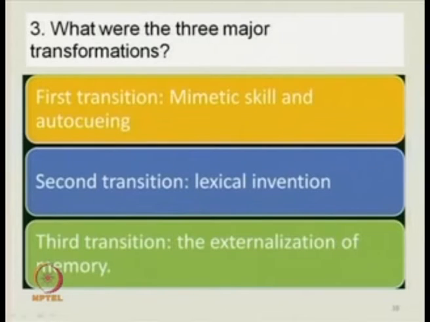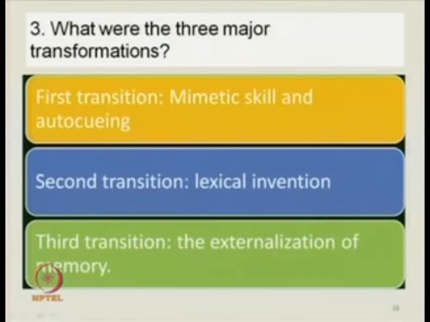Then what were the three major transformations in the story of the origin of the modern mind? This is immensely important. Three major transformations. We have to be very careful so that we don't mix these. The first transition had mimetic skill, where the whole body was used for representation, and it also had auto cueing, which we know was a self-triggered rehearsal loop. You do not need any environmental cues, unlike apes. The memory is not episodic. We developed a system called auto cueing, where we could recall memories at will.